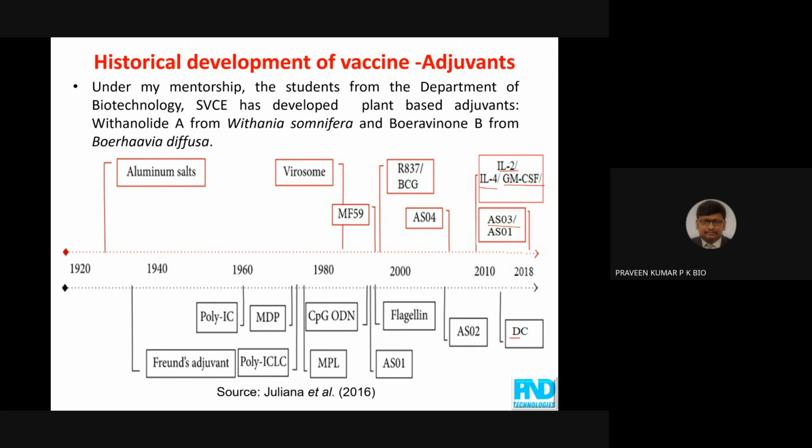Even dendritic cells can be used as an adjuvant. Our lab worked extensively to develop dendritic cells by treating them with adjuvants, and we can also use them for dendritic cell therapy for the treatment of types of cancers.